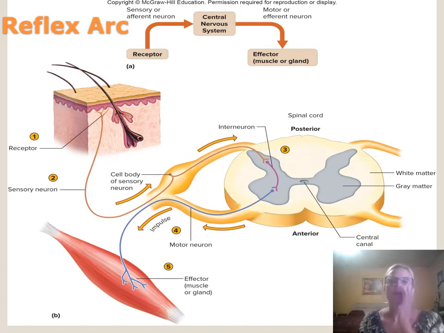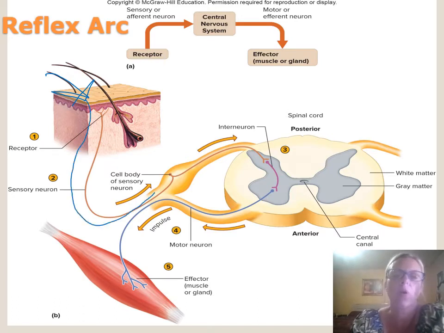All right, and so if we look here and we start, what color should we use? How about blue? And we start here, and you're sensing something here. Okay, that can be a touch receptor, it can be a cold receptor, a heat receptor, doesn't really matter. The point is it is sensing some information. That receptor is picking up the information, and then that information is going to go on an afferent or sensory neuron to the spinal cord.